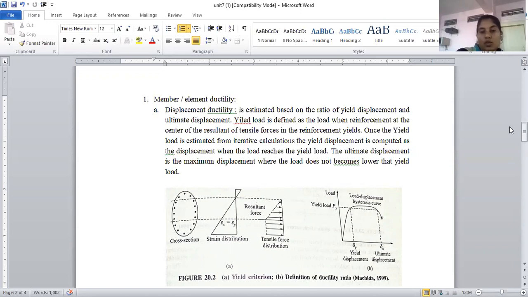Yield load is defined as, write down, yield load is defined as the load when the reinforcement at the center of resultant of tensile forces in the reinforcement yields.